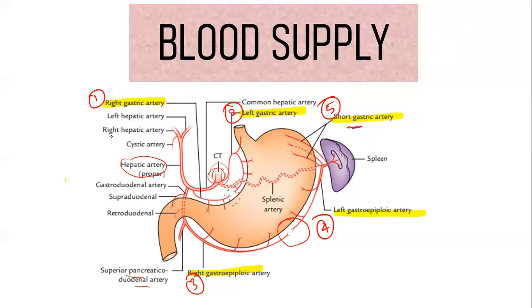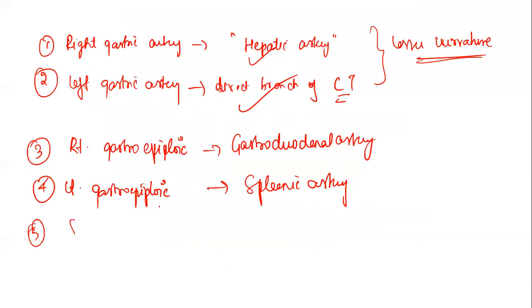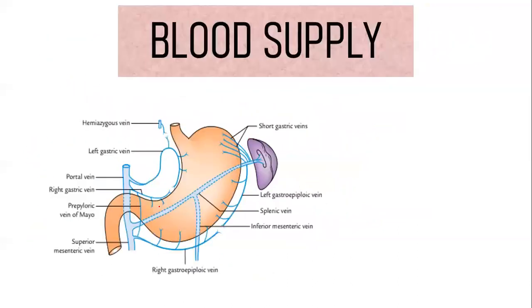So when the blood supply is asked, you have to highlight the celiac trunk, you have to highlight the hepatic artery. So from the celiac trunk, you have got the left gastric artery, splenic artery. Splenic artery in turn gives rise to the left gastroepiploic and the short gastric artery. Then you have got the right gastroepiploic artery, which is going to come from the gastroduodenal artery, and the right gastric artery that comes from the hepatic artery. Right? So these are the blood supply.